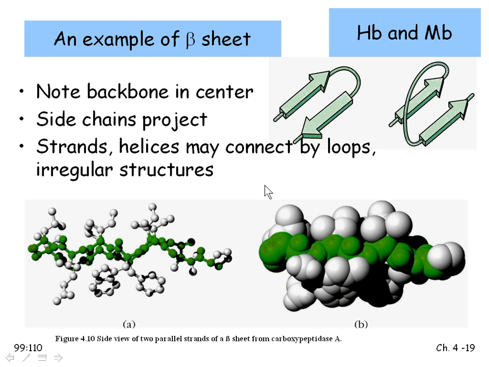Any questions about either the alpha helix or the beta pleated sheet before we move on? Okay.